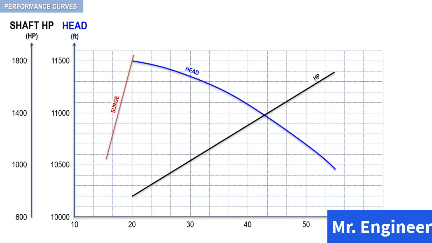Surge is a system phenomenon resulting from the inability of the centrifugal compressor to produce the amount of head that the process system needs. Surge can be a very dangerous phenomenon if allowed to continue. Damage caused by surge in any type of centrifugal compressor can render that compressor inoperable, and this for periods of time in excess of 2 months.